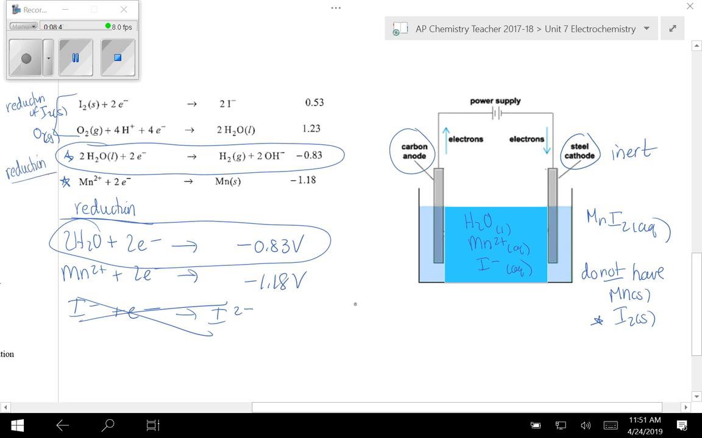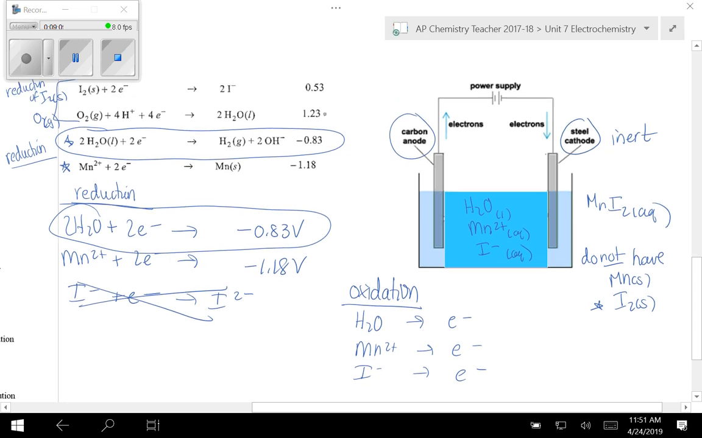If I look at my possible oxidations, I would have to have as a reactant water or manganese or iodine. And to find my oxidations, I'm going to take my reductions and flip them around. So if I look at this reaction right here and flip it around, I will get the oxidation of water, and it's going to have a voltage of negative 1.23. Oxidation of manganese, if we think this through, manganese would then turn into something even more positive, like +3, and that doesn't happen. So we don't have a reaction like that.